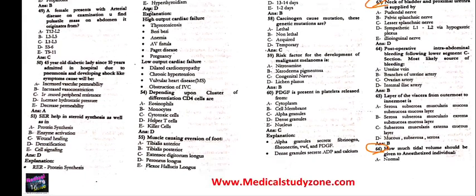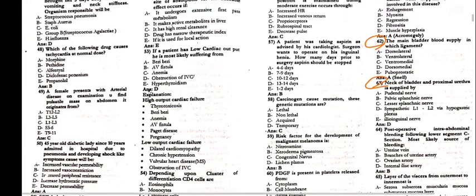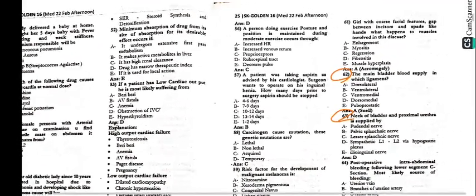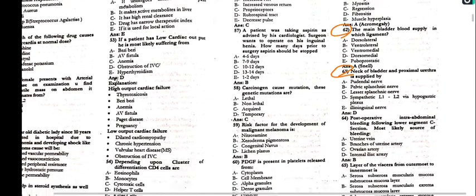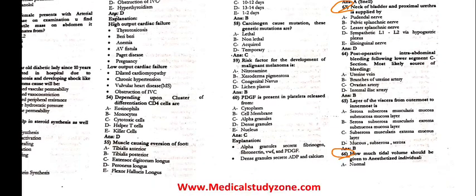51, SER helped in the steroid synthesis as well as in the delta, detoxification. Next, 52, the minimal absorption of the drug from its site of absorption for its desirable effect occurs if it is used for local action. Next, 53, if the patient has a low cardiac output, he is most likely suffering from delta, obstruction of IVC. Next, 54, depending upon the cluster of differentiation, CD4 cells are the delta, helper T cells.